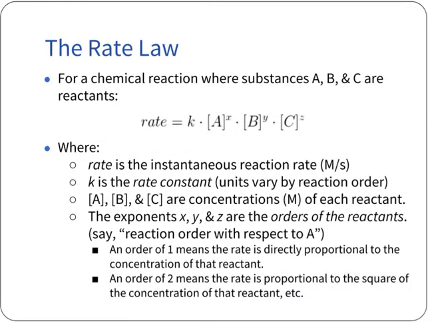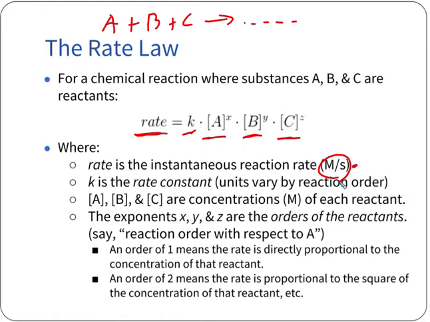So suppose we have a chemical reaction where substances A, B, and C are reactants. So we've got something like A plus B plus C yields, dot, dot, dot. The rate law has the general form that the rate is equal to k times the concentration of A to the x power times the concentration of B to the y power times the concentration of C to the z power, where rate is the instantaneous reaction rate in molar per second. So that's the instantaneous reaction rate.